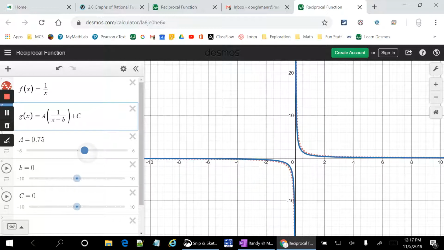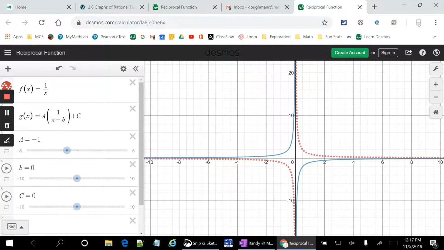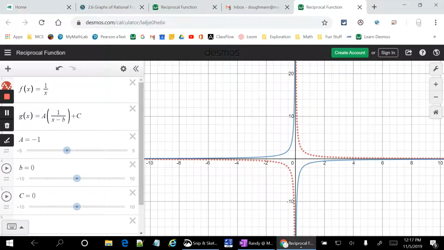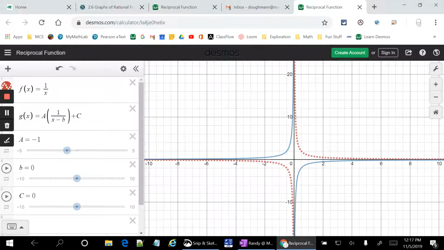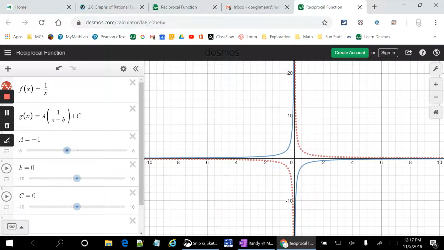Then how about a between 1 and 0? That's going to be a shrink, pulling all the points closer to the x-axis. And then hopefully no surprise here, if I make a negative, we get a flip. So the area in the first quadrant just went down to the fourth quadrant, and the part of the graph that was in the third quadrant went up to the second quadrant. You might want to replay that, go through it, put a back to 1.